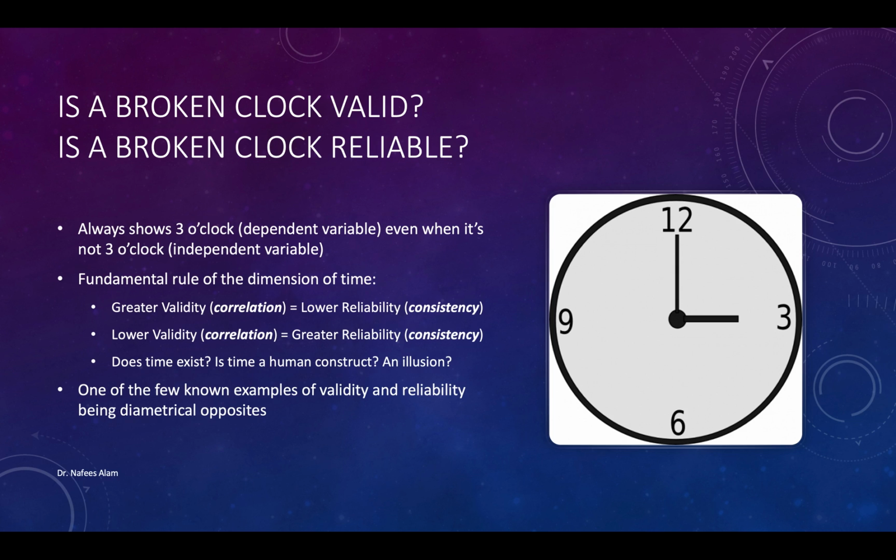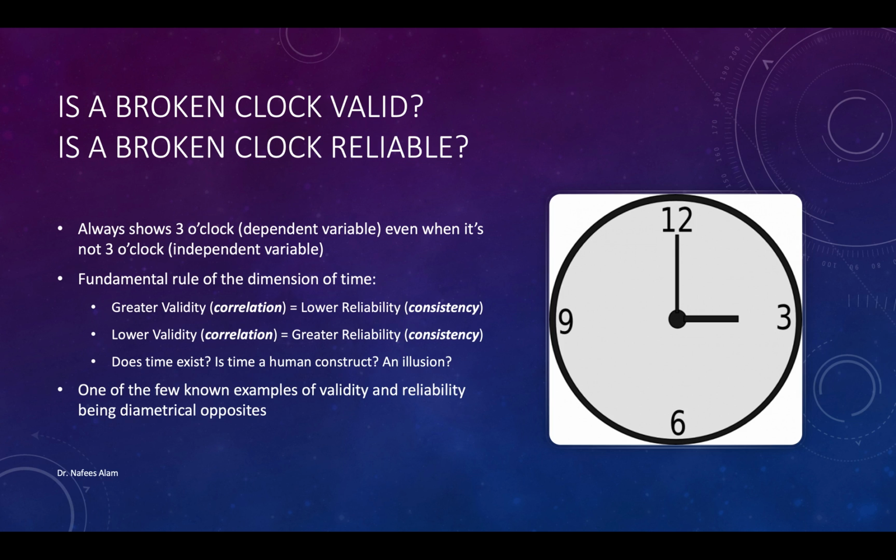Is a broken clock reliable now? Consider it in this kind of way. Regardless of what time it is, the clock consistently shows 3 o'clock, right? It could be 4 o'clock, it could be 5 o'clock, it could be 6 o'clock. Regardless of what time it actually is, that clock consistently shows 3 o'clock, thereby making a broken clock definitively more reliable than a functional clock.